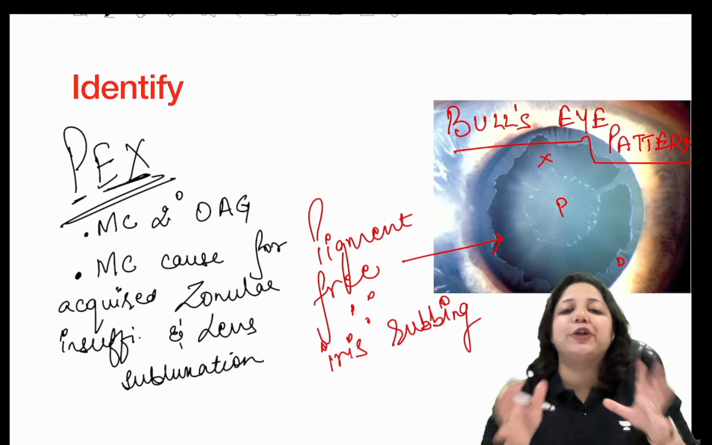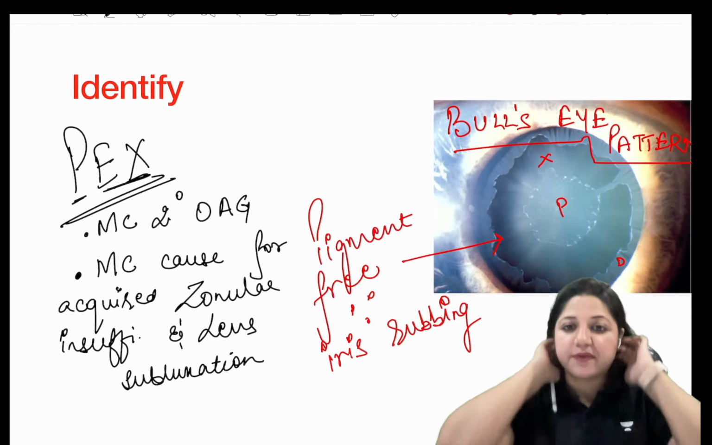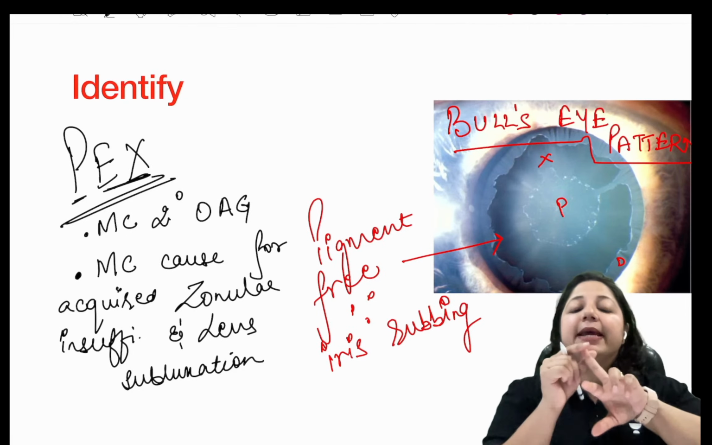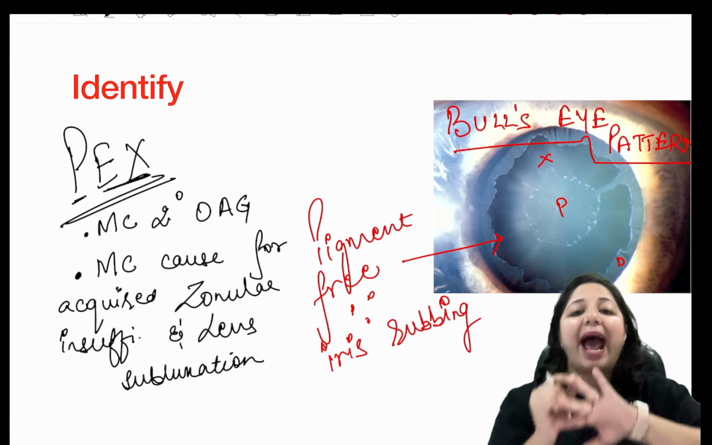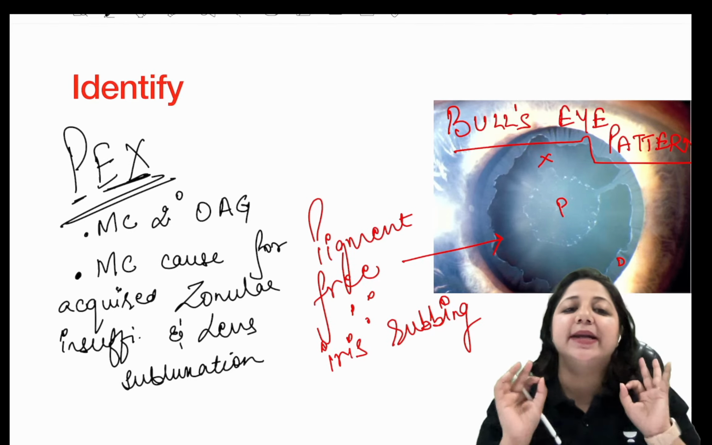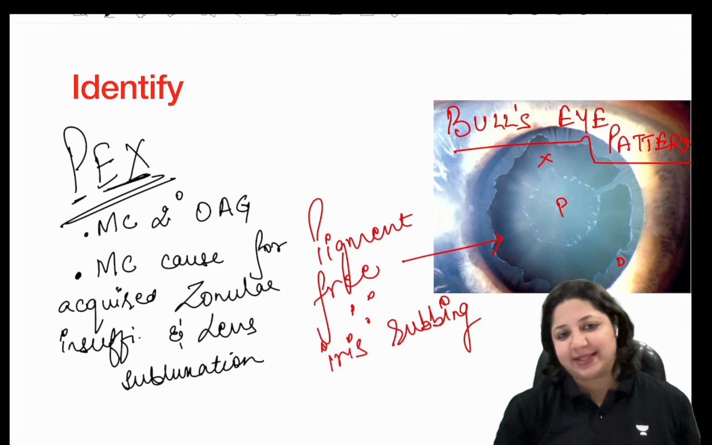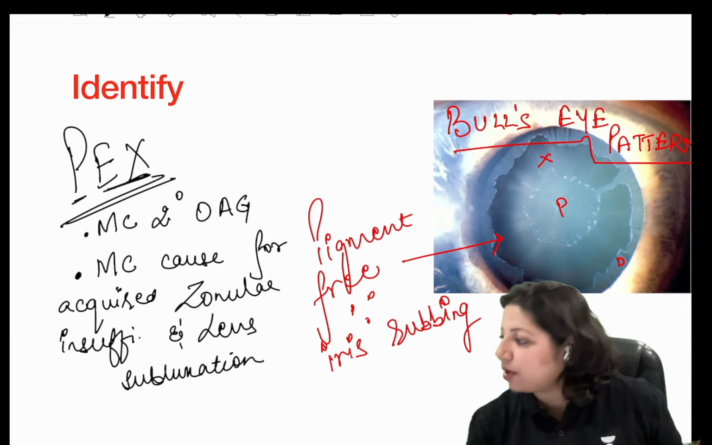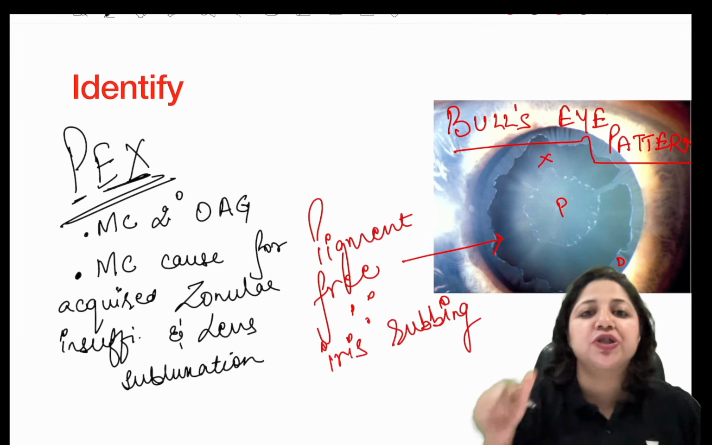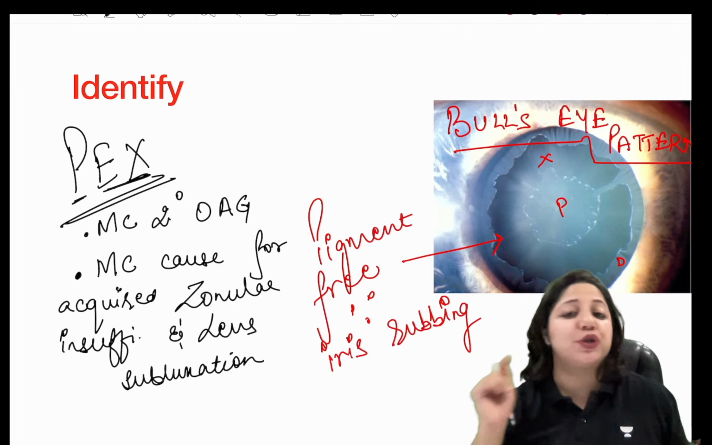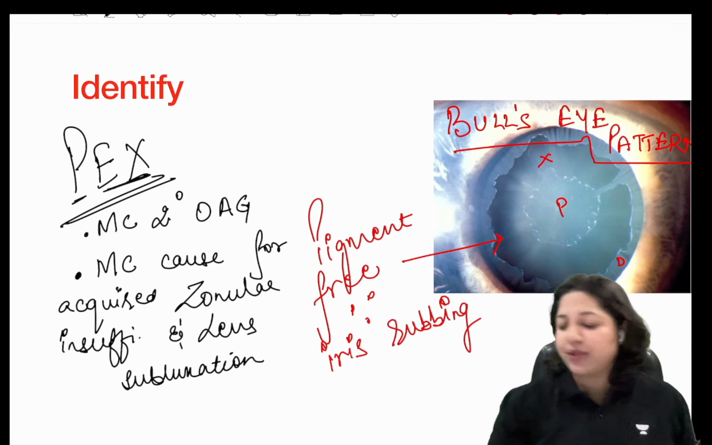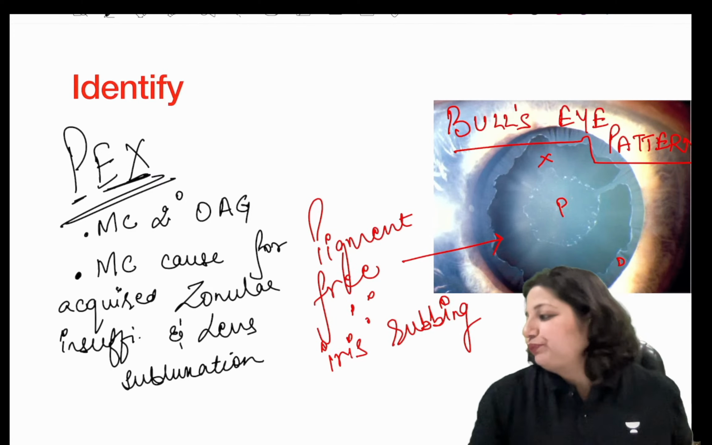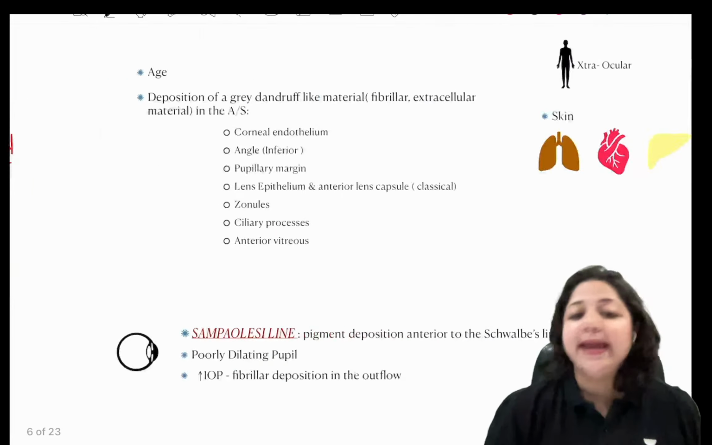So whenever I talk of pseudo exfoliation, please remember bullseye pattern. It is the most common cause of secondary open angle glaucoma and most common cause of acquired zonular insufficiency with lens subluxation. Will you remember this now? Please write it down in the chat box. What is this appearance called? Now you should never forget it. It is bullseye pattern. Write it down in the chat box and I'm waiting for you.